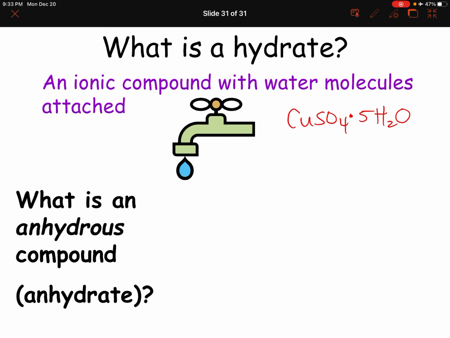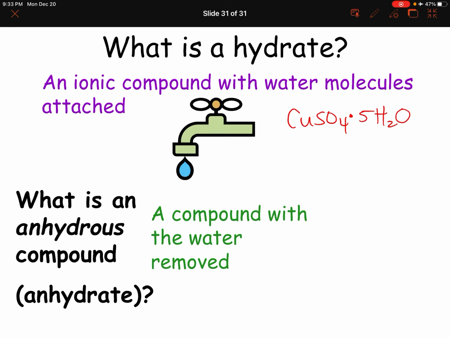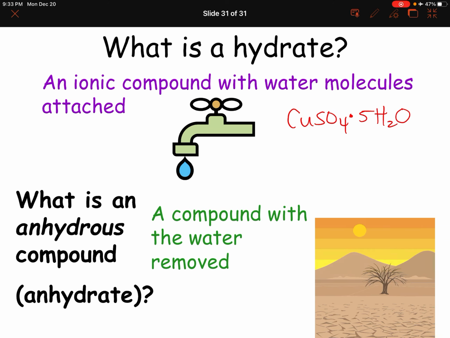An anhydrous compound, or an anhydrate, had the water removed. So it used to be a hydrate, but the water's been removed. So that would be called anhydrous CuSO4. And the reason why we would include that adjective anhydrous is to show that it was a hydrate, and I took away the water by a physical process. So we call it anhydrous copper(II) sulfate.